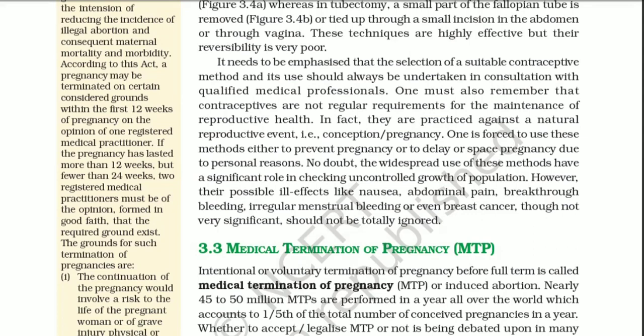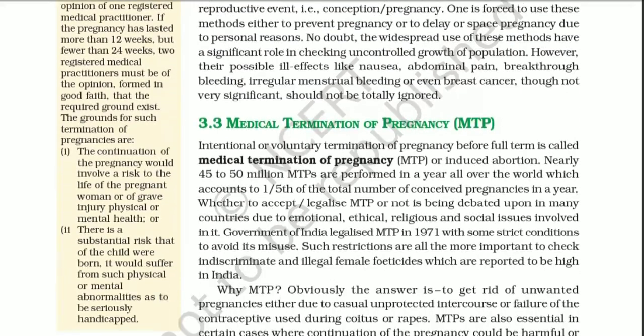One is forced to use these methods either to prevent pregnancy or to delay or space pregnancy due to personal reasons. No doubt, the widespread use of these methods has a significant role in checking uncontrolled growth of population. However, their possible ill effects like nausea, abdominal pain, breakthrough bleeding, irregular menstrual bleeding, or even breast cancer, though not very significant, should not be totally ignored.